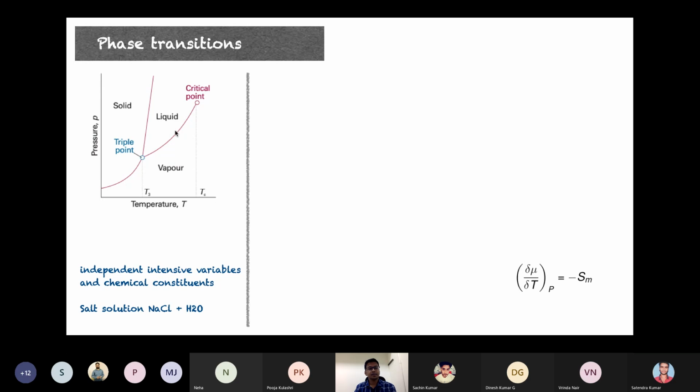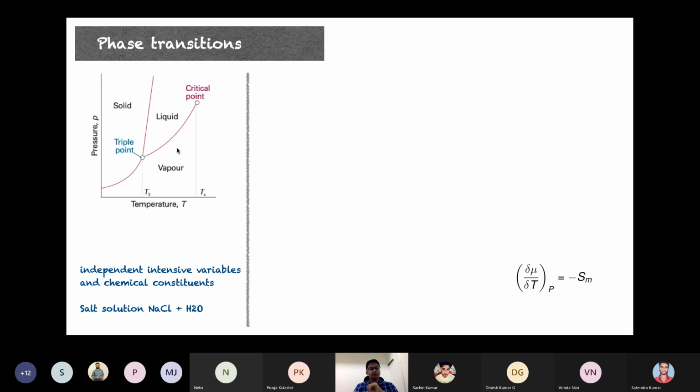Then there is another point at the end of the liquid-vapor curve, which is called the critical point. This critical point is very interesting, because up to this point you can really separate liquid and vapor. You take a test tube with the liquid, and you heat it up until... initially you see the liquid and vapor, the interface.